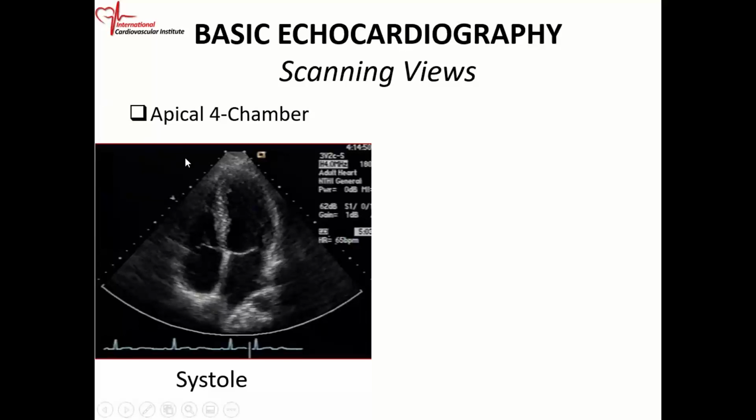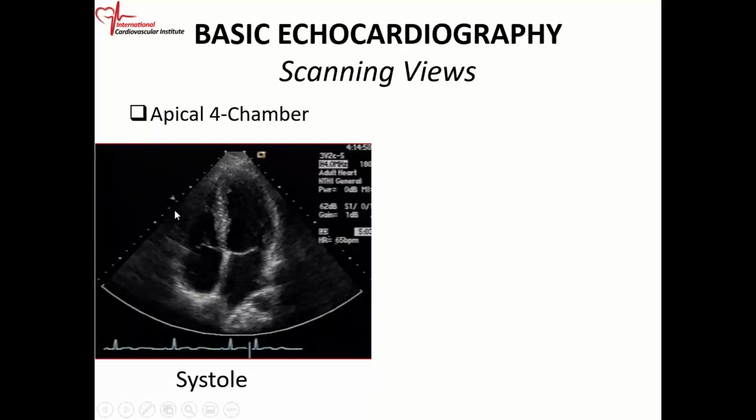So again, you have to have good dexterity. You have to have the ability to make finesse movements, because you can't be jerking stuff around. It has to be a nice, smooth movement. And this is the apical four chamber view. Again, the probe or transducer is depicted right there.